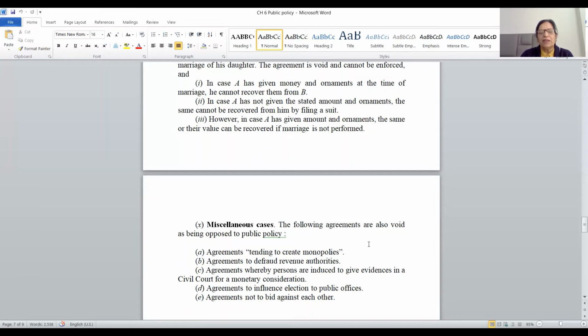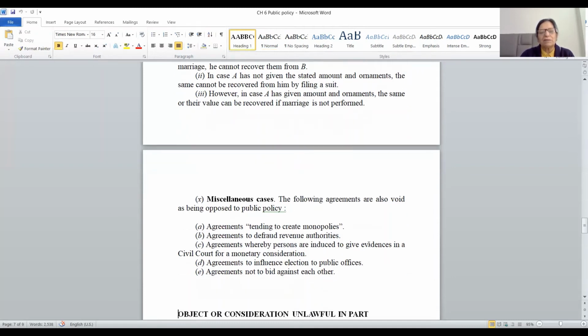Then agreements not to bid against each other. What is their main motive? To minimize the price. Even this agreement is not valid. A and B decide that they are going to participate in the bid and both will not bid against each other. So what is their main motive? Main motive is to reduce the price or to keep the price minimum. Even this agreement is not valid, it is void.